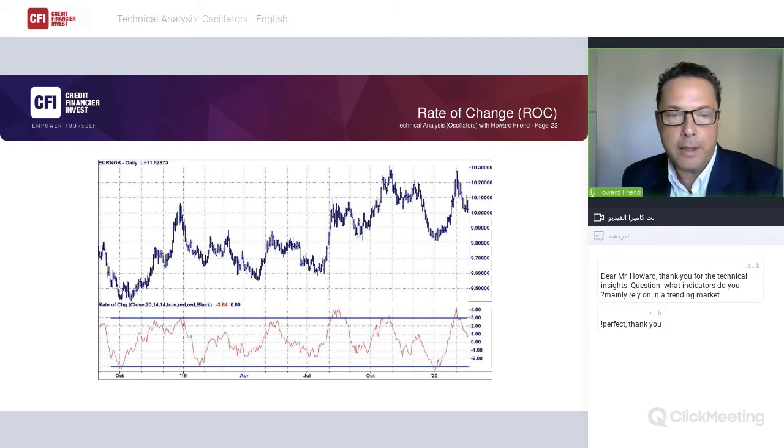So in that respect, we can use oscillators. The pullbacks are not tiny and shallow, so we're not in a very strong trend. So oscillators do have some value during these kinds of trends, because we still have some sideways movement within them. In this case, we're talking about +3 and -3 on the rate of change.